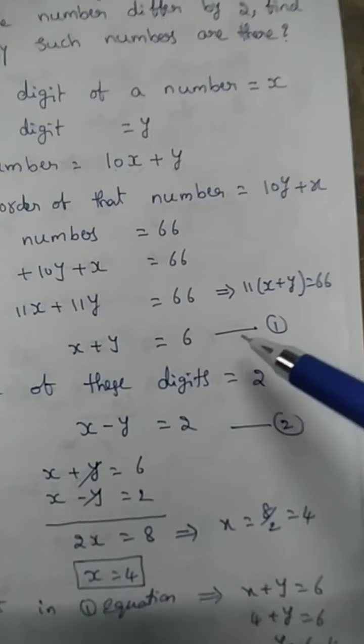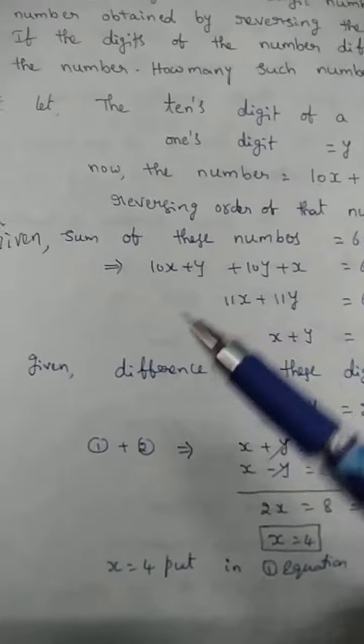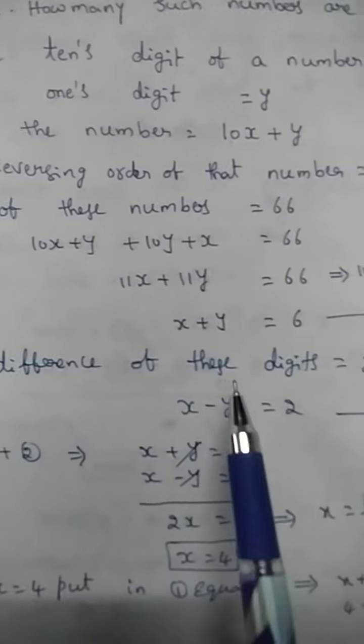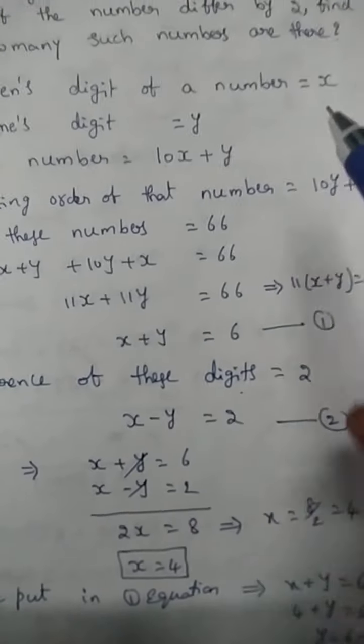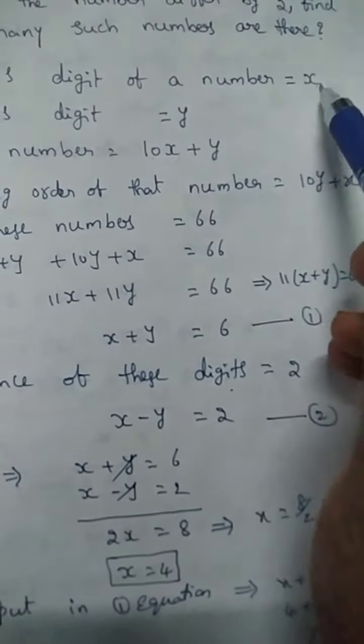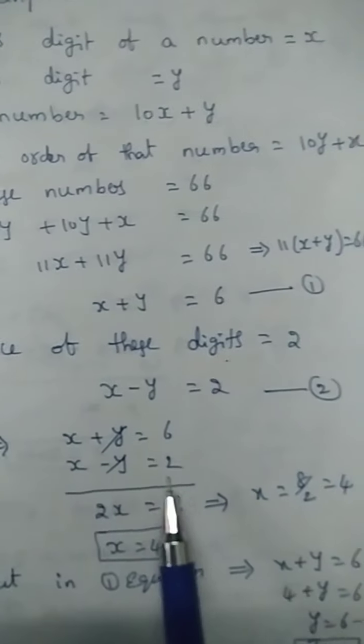That is the first equation: x plus y is equal to 6. One more condition is also given in the problem. What is the condition? The difference of the digits. We assume the tens digit is x and the ones digit is y. The difference of those two digits is equal to 2, which means x minus y is equal to 2.